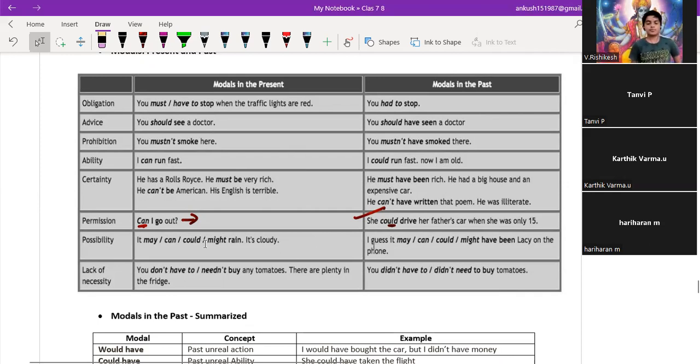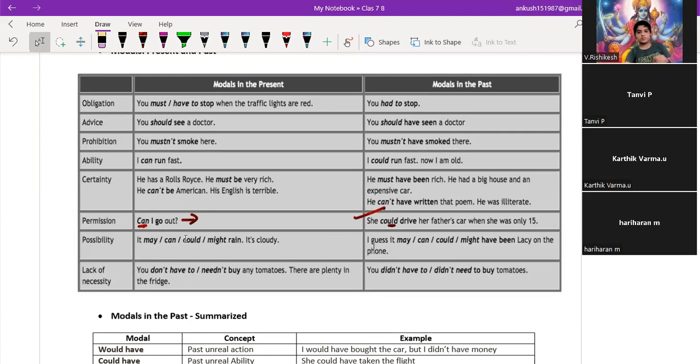Sir, could is past permission. Yes. May will be permission as present. If you want to take or give permission, you have to use that helping verb in front of the subject. In present tense, it becomes she can drive her father's car. Because we are using present form, in present tense it could be may, and in past, it could be could.